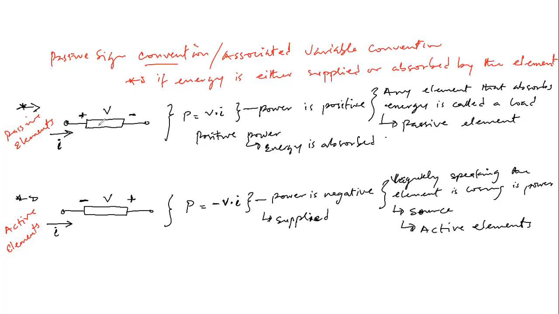For passive elements, the current must flow in through the positive terminal. So we have positive power. While for active elements, the current must flow in through the negative terminal. And as such, we have negative power. I think that's sufficient for now.